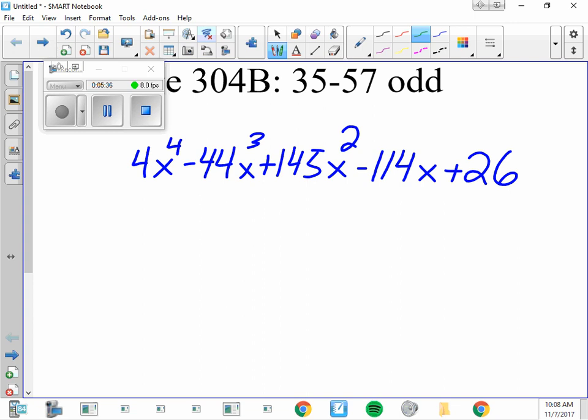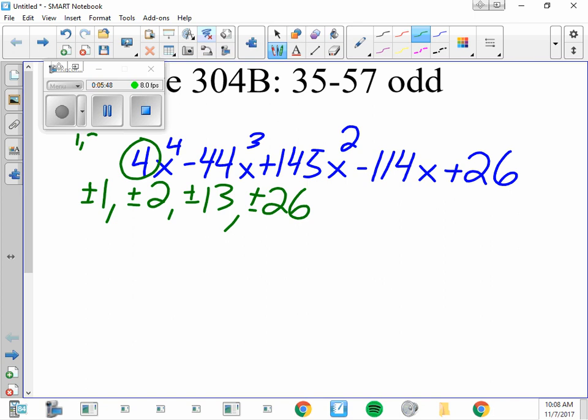The factors of 26 are 1, 2, 13, and 26. Am I done? Nope, because the leading coefficient has 1, 2, and 4. So I've already got everything divided by 1. Now I need to divide by 2, but I don't need to divide everything by 2. Just the ones that don't simplify, just the odd numbers. So plus or minus 1/2 and plus or minus 13 halves.